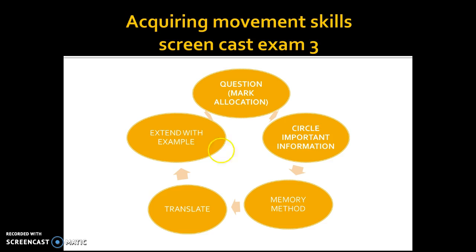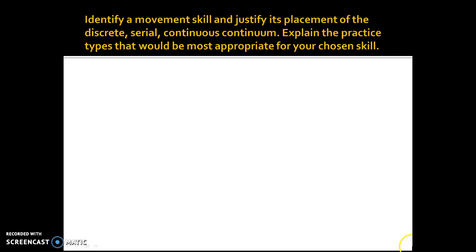So, the normal exam success cycle: look at the allocation, circle where you think it's important. There will be places where there are no memory methods for these because they're interpretation questions. So you've got to apply two concepts together and translate your information into an extended example. So going on from there then.